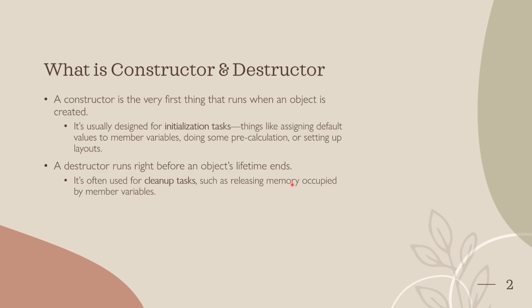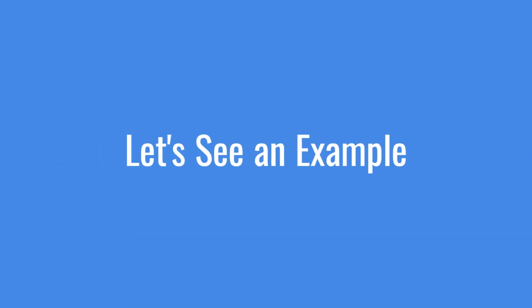Okay, so a constructor is the very first thing that runs when an object is created. It is usually designed for initialization tasks, things like assigning default values to member variables, doing some pre-calculation, or setting up layouts. Okay, and a destructor runs right before an object's lifetime ends. It is often used for cleanup tasks, such as releasing memory occupied by member variables.